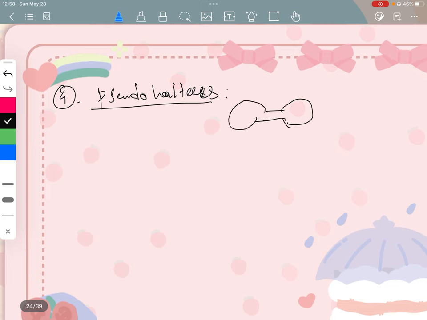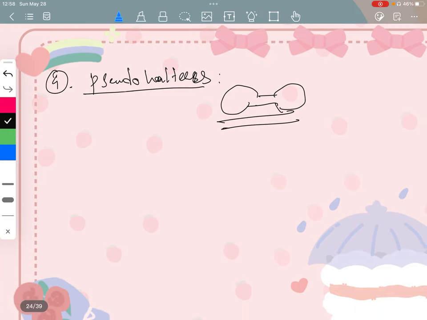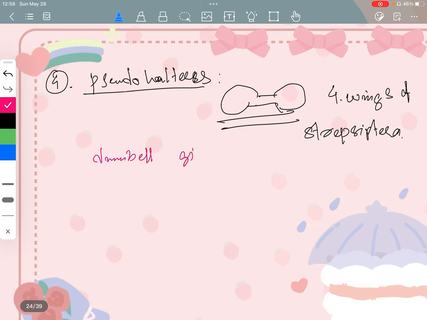Pseudo healthier has dumbbell type of wings, everyone knows it's dumbbell. Its shape is dumbbell type, and it's a modification of the four wings or front wings of Strepsiptera. So the mnemonic which I have is: dumbbell gives pseudo straps in front, straps in front.